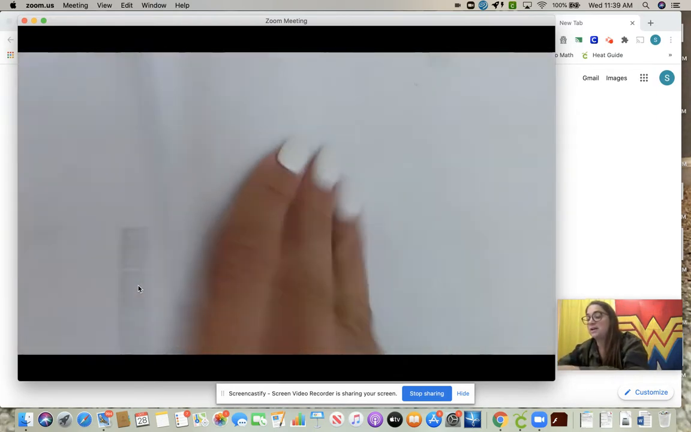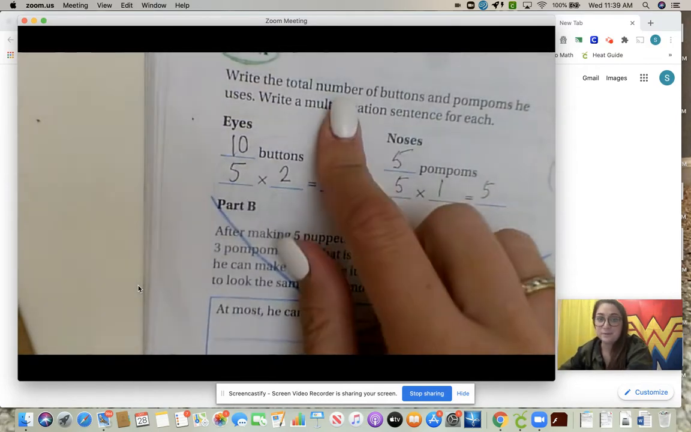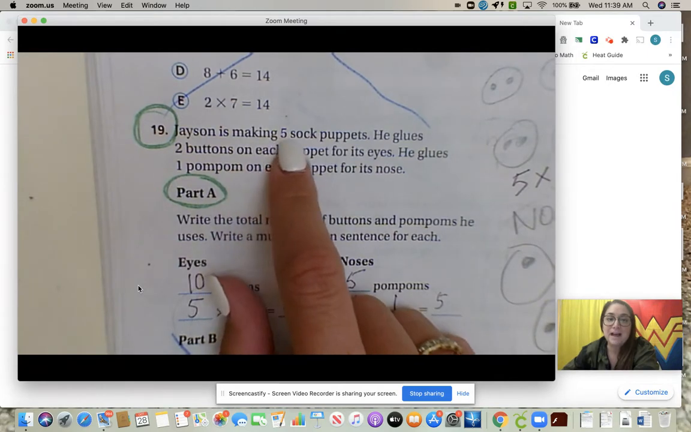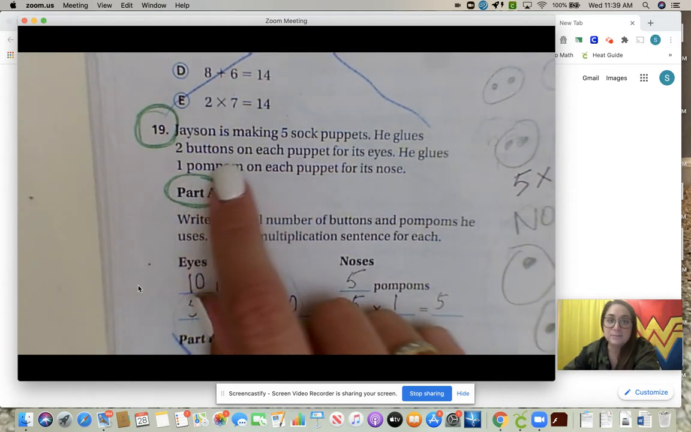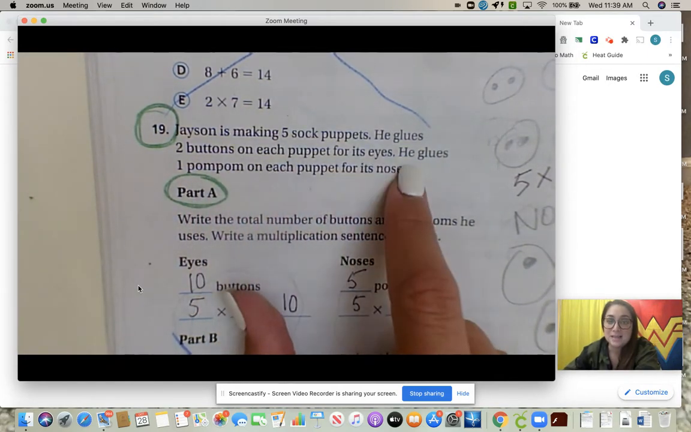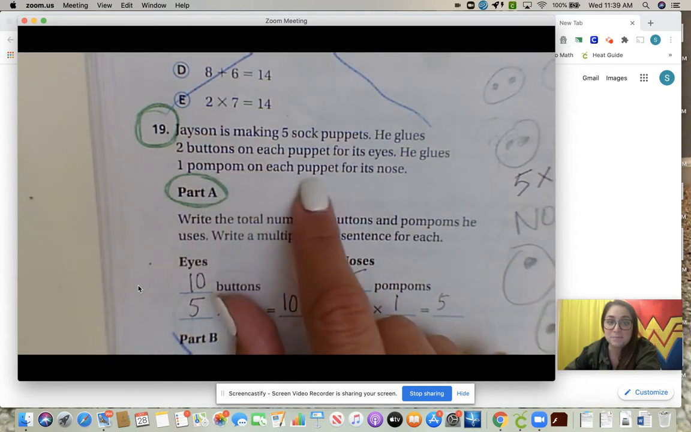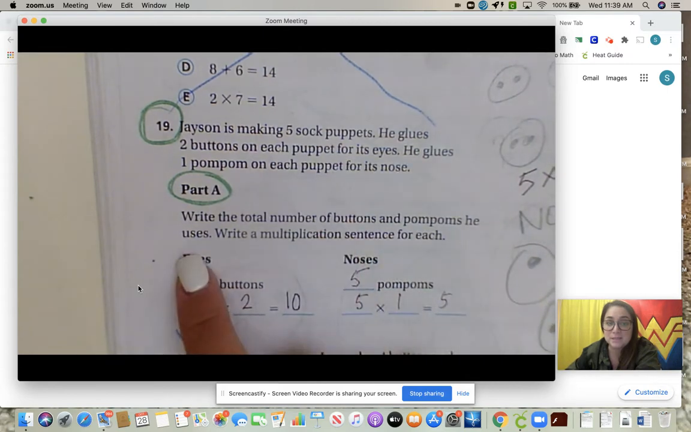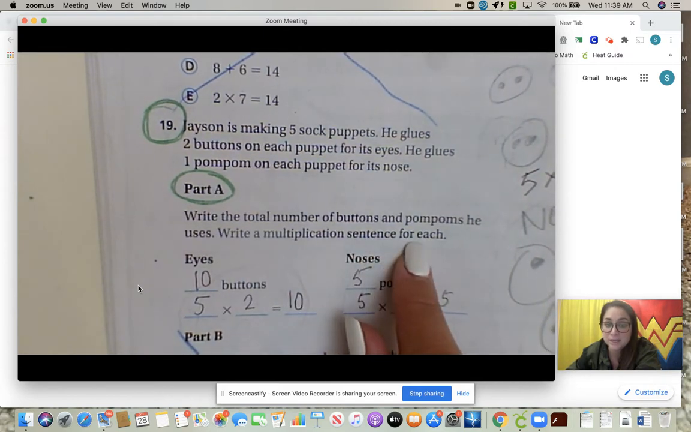And then on page 136, we have just part A. Jason is making 5 sock puppets. He glues 2 buttons on each puppet for its eyes. He glues 1 pom-pom on each puppet for its nose. Write the total number of buttons and pom-poms he uses. Write a multiplication sentence for each.